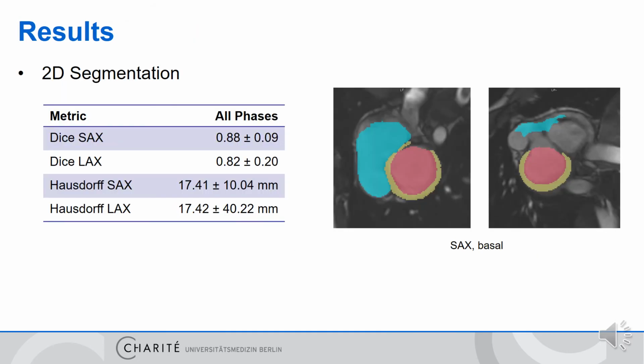To evaluate the 2D segmentations, we calculated the Dice and Hausdorff metrics. The Dice values look quite good for both long axis and short axis, indicating reasonable agreement. For the Hausdorff distance, we see some larger differences, in particular for the long axis images. When we inspected the images, we noticed that these poorer performances happened in particular in the basal regions of the short axis stacks, as shown here on the right, and with more unusual shapes of the right ventricle in long axis views.